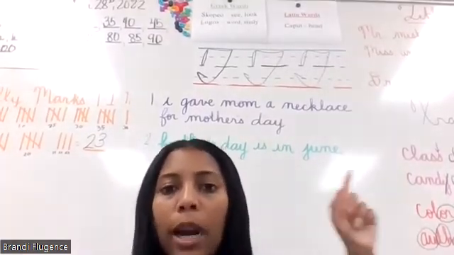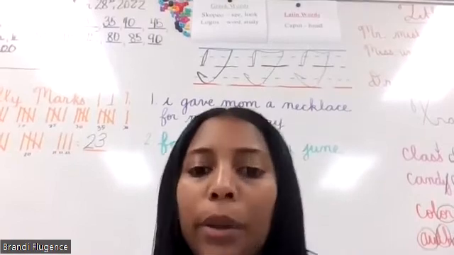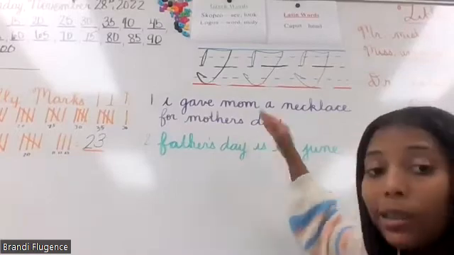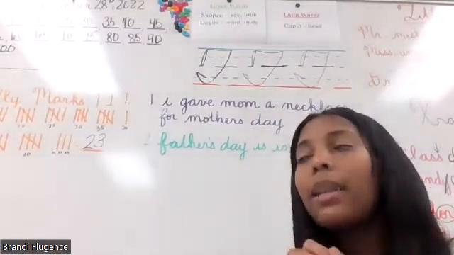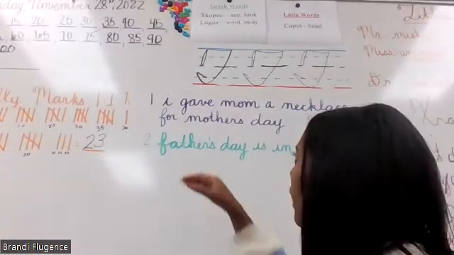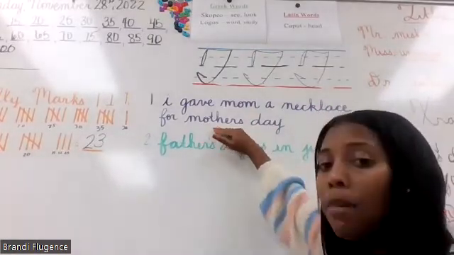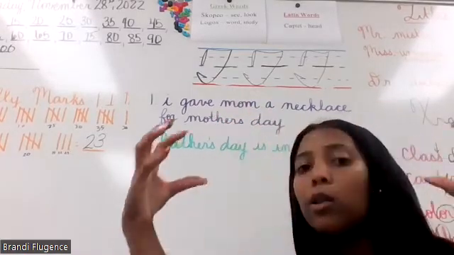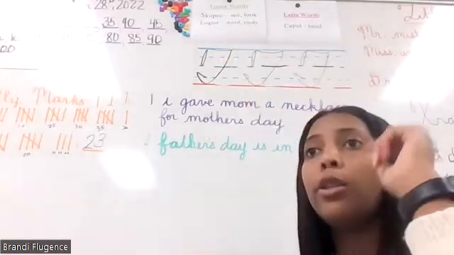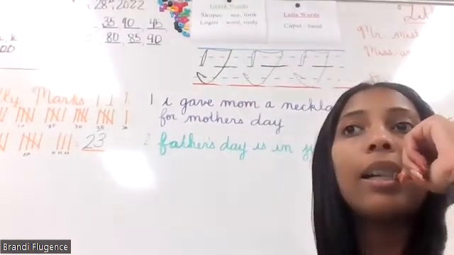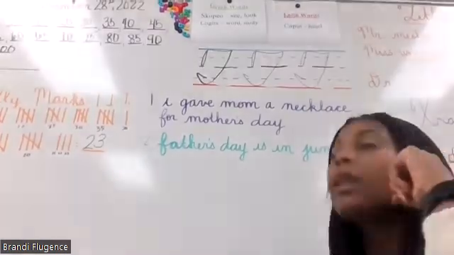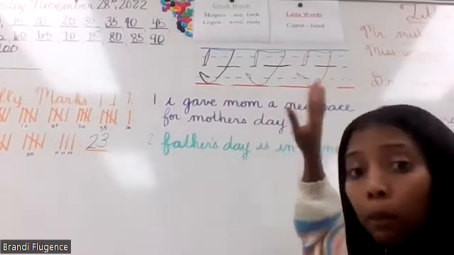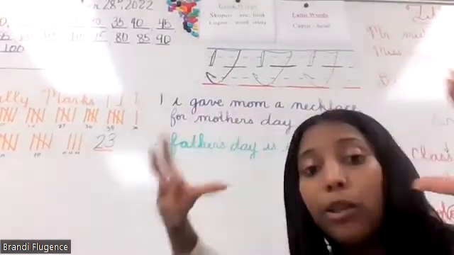I do have another sentence, I just have to write it. We'll start with number 1 and 2, and then I'll write 3. Number 1 says, I gave Mom a necklace for Mother's Day. Mother's Day is also a holiday. It is in May every year. Mother's Day is split into 2 words. Even though it's split into 2 separate words, what do we have to make sure to do? Capitalize both of them. That will be the M in Mother's and the D in Day, because the holiday is just split into 2 words.